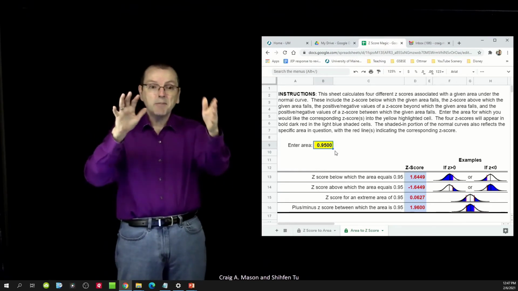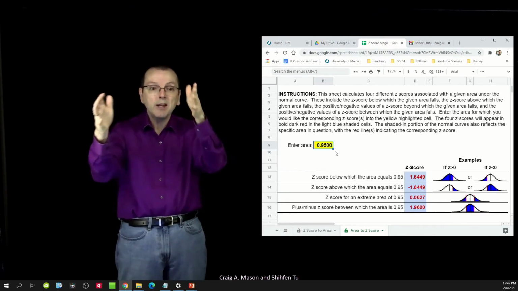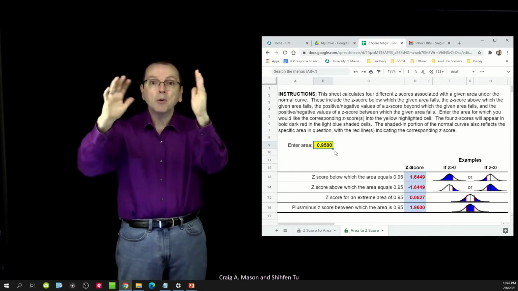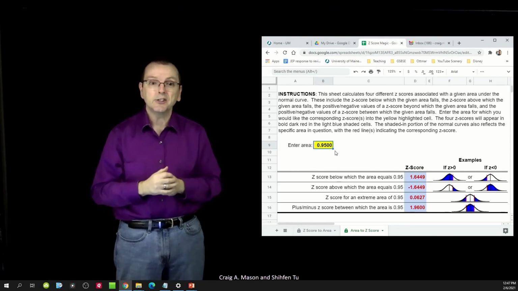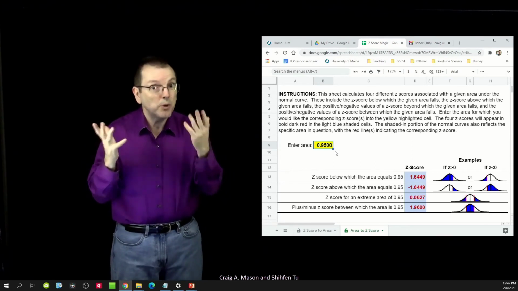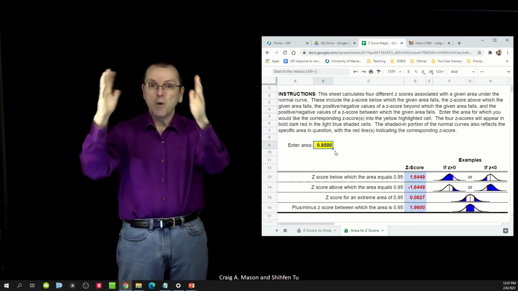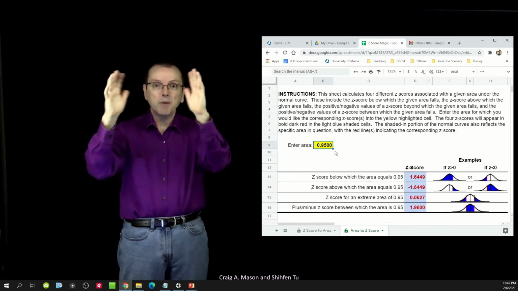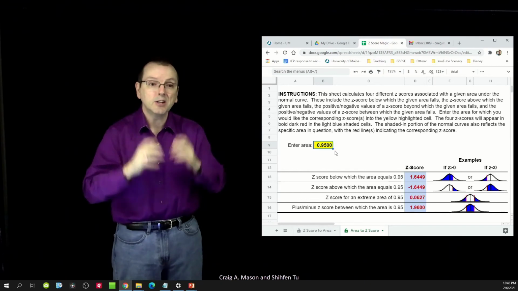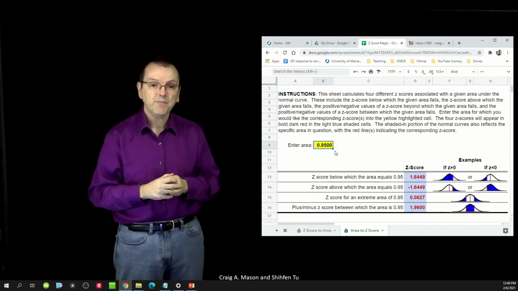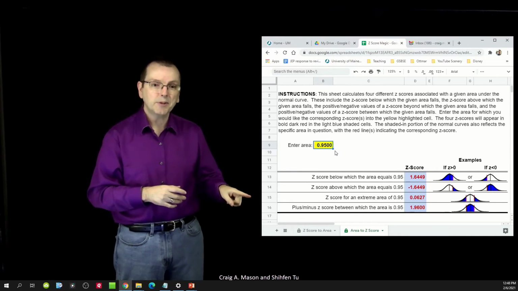The plus and minus z-score between which. Now we're looking at that bounded question. What z-score bounds 95% of the distribution? Well, that was one of our z's to remember. And there it is, 1.96. The z-score plus and minus 1.96 bounds 95% of the distribution.